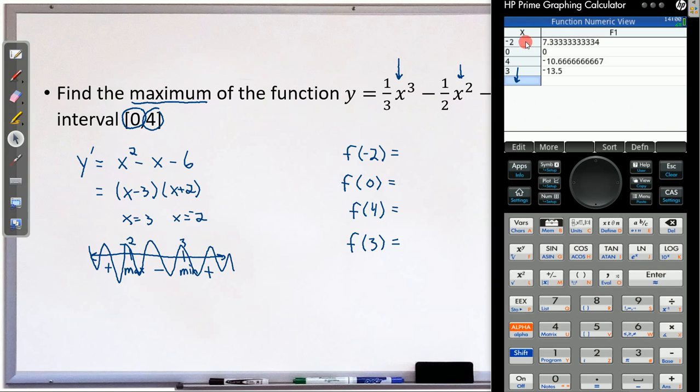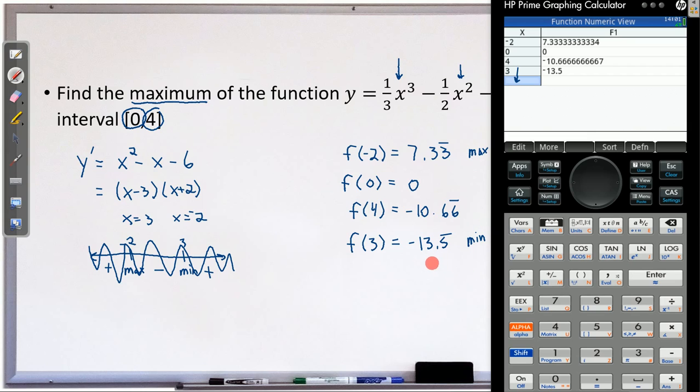And looking at them, F at -2 is the largest. So that is going to be my absolute max. It happens to be a relative max as well. And the other ones are not. The absolute minimum is F at 3, it looks like. We weren't trying to find the absolute minimum, but there it is. So let me type those in. 7.3. Looks like that's repeating. 0, -10.6 repeating, and -13.5. So this one is the max, and this one here is the min.